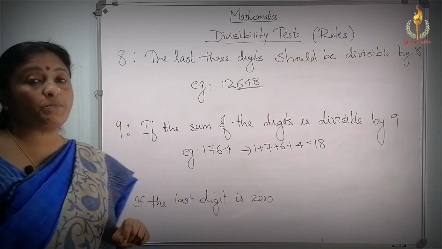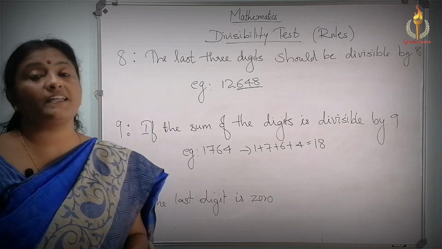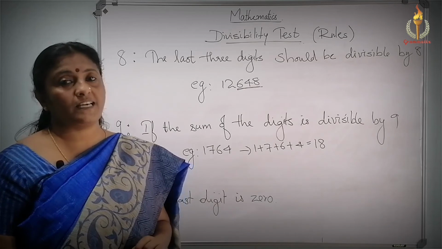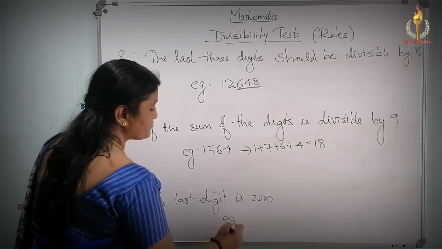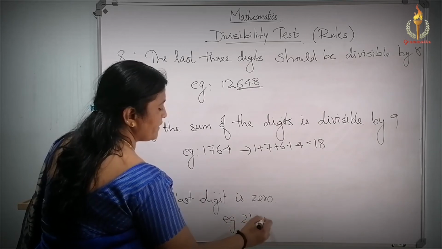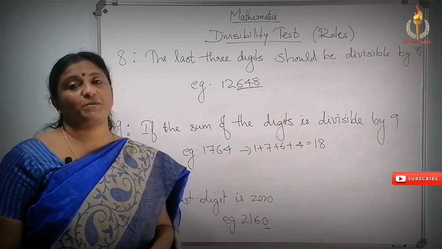Then moving on to the divisibility test for 10. The number is divisible by 10 if its units place digit, that is the last digit, is 0. For example, 2160. Since the last digit is 0, this number is divisible by 10.